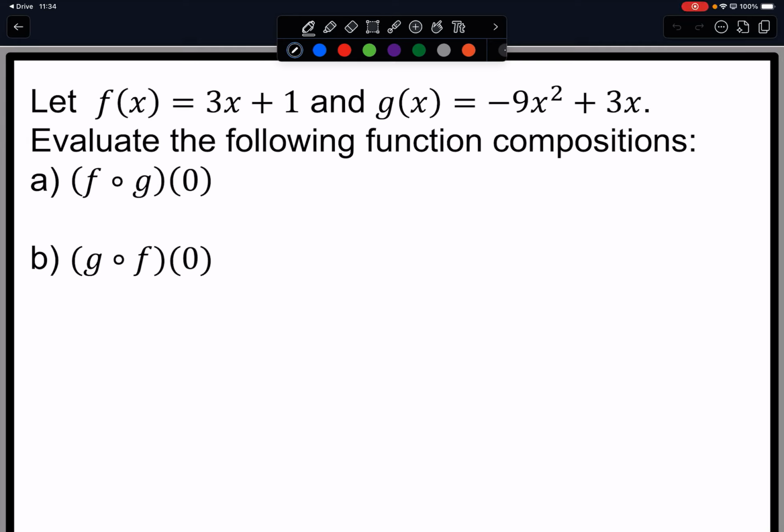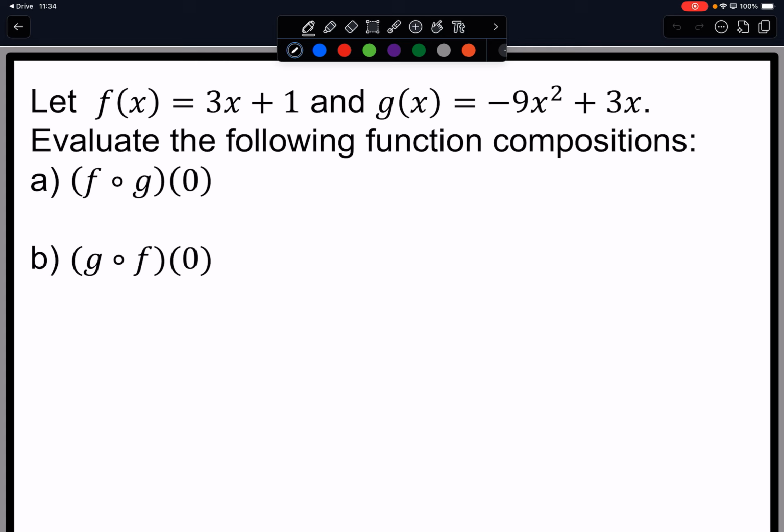In this help video, I'm going to go over how to evaluate the following composite functions. We have the function f, which is a linear function, and then we have this quadratic function g, and we want to evaluate the following compositions. Let's start with the first one, a.